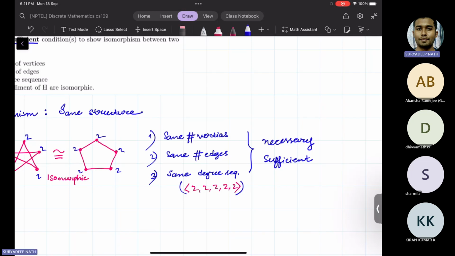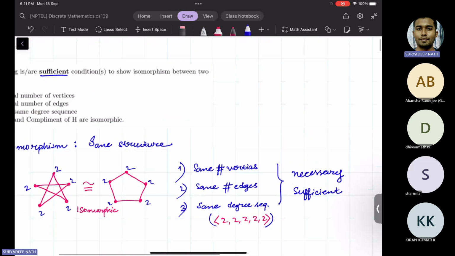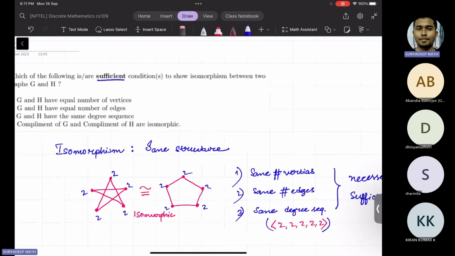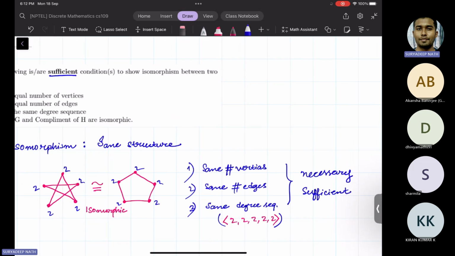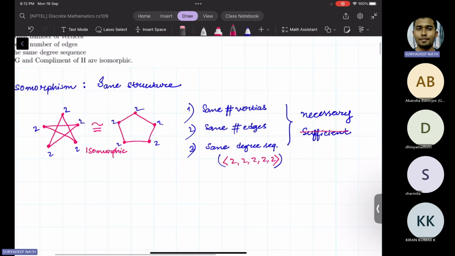By necessary conditions, I mean that these conditions have to be met for the graph to be isomorphic. But if these conditions are met, it need not be that the graph is isomorphic. And sufficient conditions are that if these conditions are true, then it implies that the graph is isomorphic. So what do you think? These are necessary or sufficient conditions? These are actually necessary conditions, not sufficient, because we have a counter example.